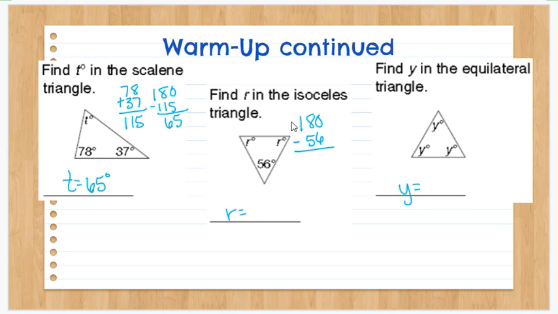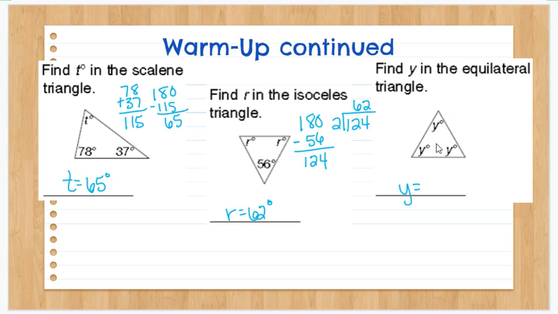So 180 minus 56, use your calculator, you get 124. And then we're going to take that 124, and that's going to be split between these 2 angles. And since they both equal the same, we know that there has to be 124 divided by 2. And that gives us 62. And then you could double check it by adding 62 plus 62 plus 56, and that should add up to 180, and it does.